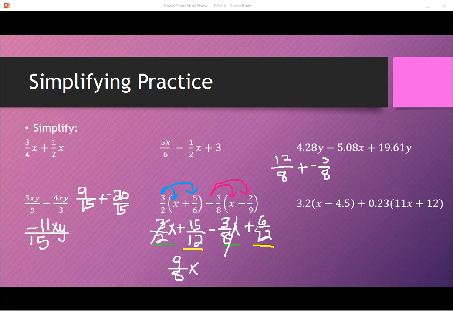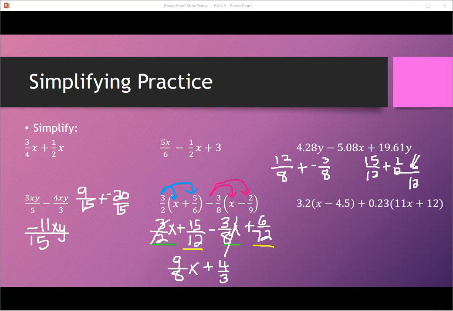I can reduce 6 over 72 to get a denominator of 12. If I divide both of those by 6, I get 1 over 12. So this is going to be 15 over 12 plus 1 over 12. That would give me 16 over 12, which I would want to reduce by dividing both of them by 4 to give me 4/3. So yes, there was some fraction work on this one, but there was nothing you haven't done before.